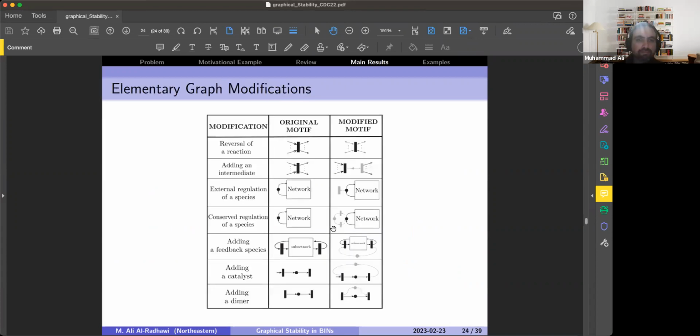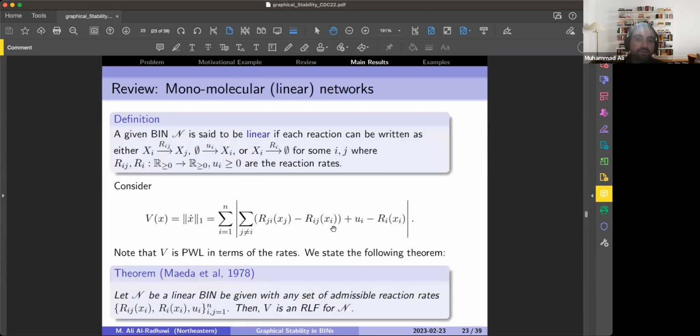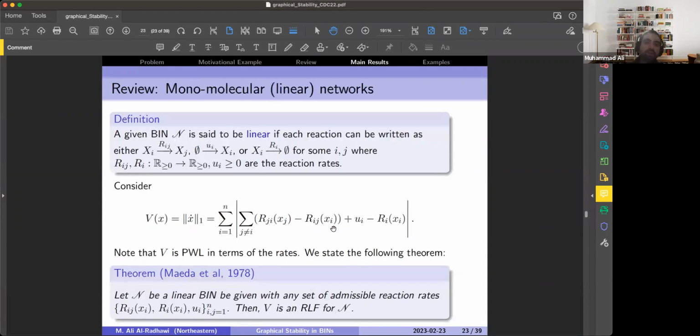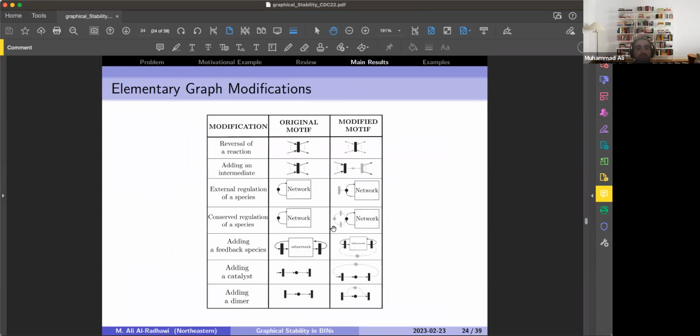So now, given these two classes of networks, the max minus min and the monomolecular networks, I want to describe a set of graph modifications that we can use, and if we apply them to a given network, we can preserve the stability of the network and preserve, or we can find a Lyapunov function. So these are the set of modifications.